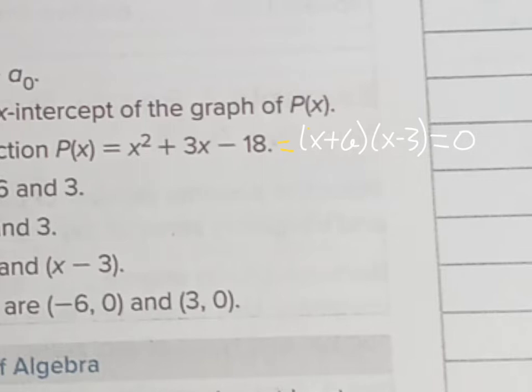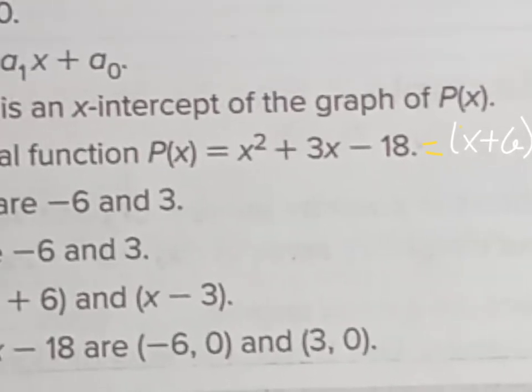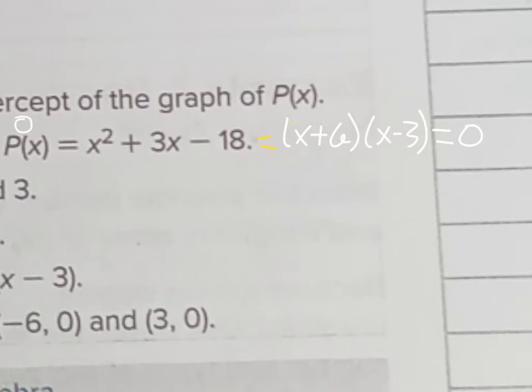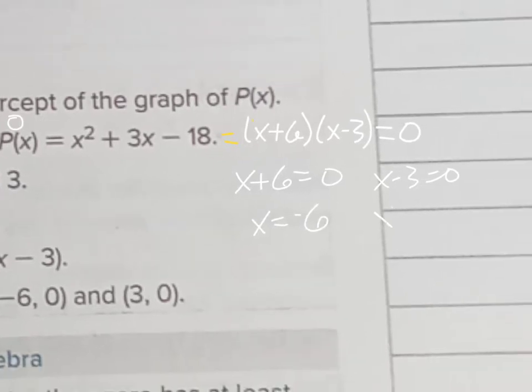All right, so then let's back up for a second. We set this thing equal to 0 because what we're saying is p of x is our y value. We want to know what the x values are when y is 0 because that gives us our x-intercepts. Okay, that's what that means. So then once you factor it, you can set both of these equal to 0. That's what you're actually doing. What is the x value when y is 0? Well, it's negative 6 and positive 3. Is that okay?